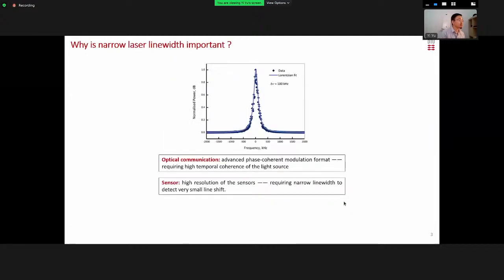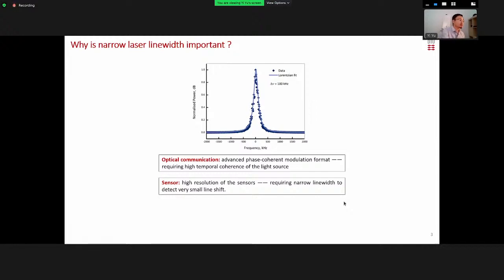And for lasers, the linewidth is one of the most important factors. A narrow linewidth means a higher coherence of the laser, and it's very important in many applications. For example, optical communication, particularly coherent optical communication, where the information is encoded in the phase of the light signals. In this case, a narrow linewidth of the laser means less phase fluctuation, which will lead to a higher information capacity. The narrow linewidth is also important in sensors, and this can be naturally understood because a narrow linewidth corresponds to a high resolution of the sensor.